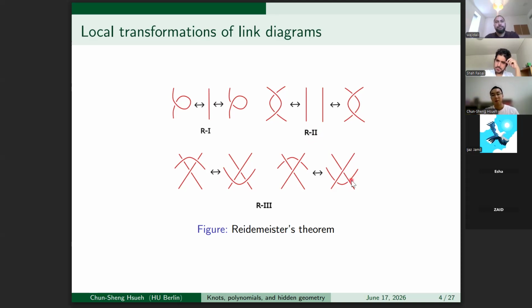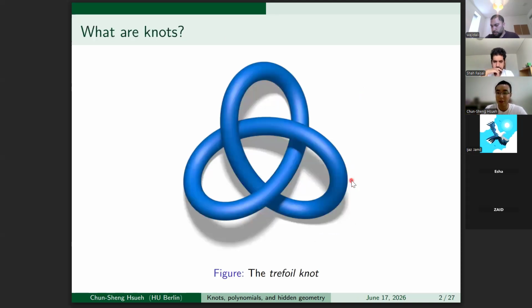So what Reidemeister's theorem tells you is that for any 2 diagrams of the same knot, if you do these moves, you will not change the knot type in particular. And so if we started with a very simple diagram, for example, the one here, you're allowed to do these moves to get a very complicated diagram of the same knot.